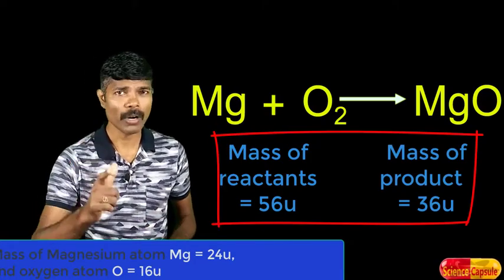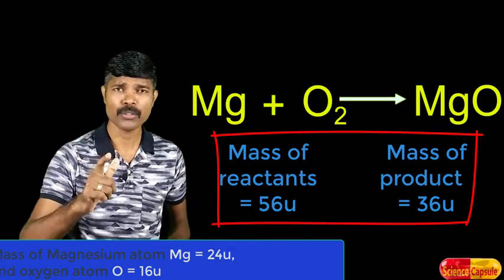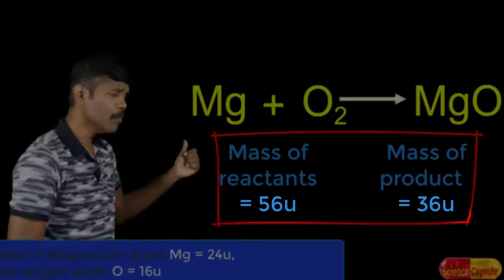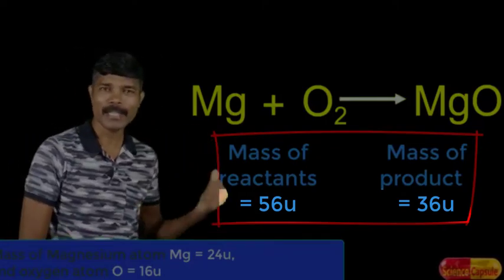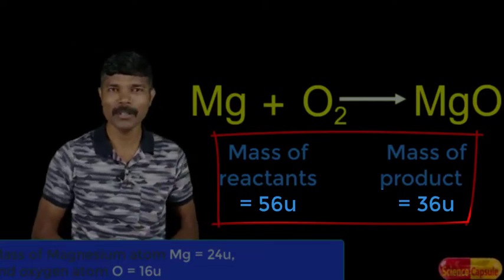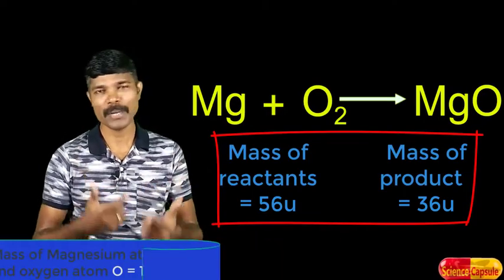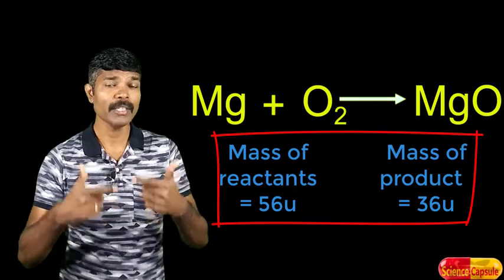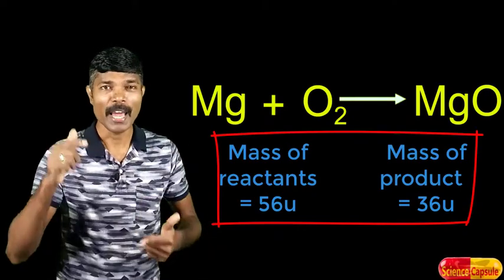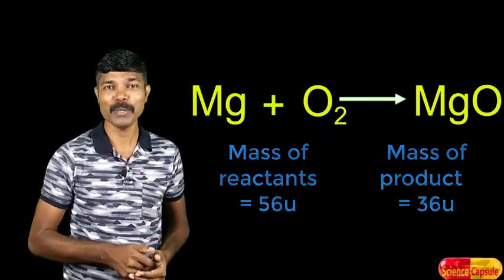So, whenever we talk about a chemical reaction, mass should be conserved. But in the equation we have written, mass is not conserved. Here we can see a change in mass. In order to satisfy the law of conservation of mass, every chemical equation needs to be balanced.